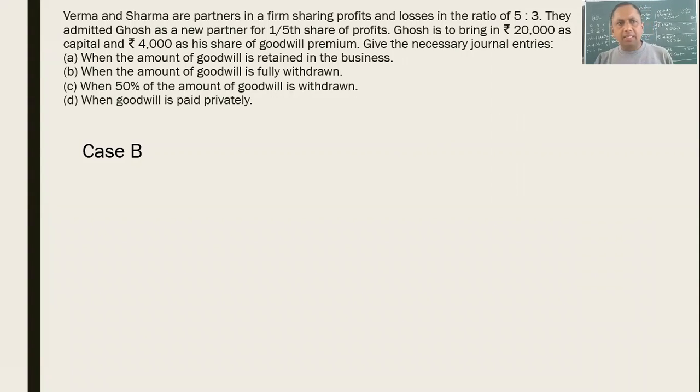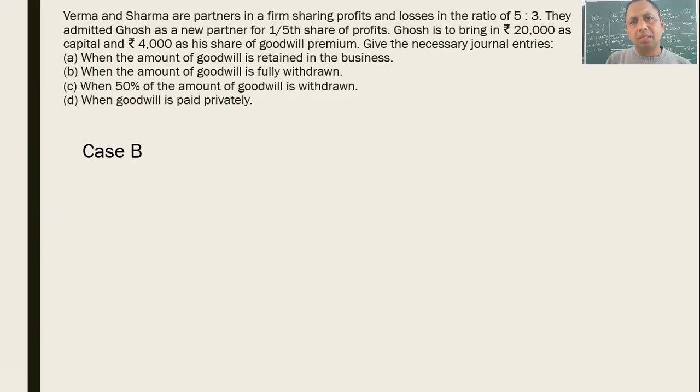So student, we are taking the next case with the same question when the amount of goodwill is fully withdrawn. This is the case when the new partner brought his share of goodwill in cash and that is withdrawn by old partners in cash. So Ghosh brings 20,000 as capital and 4,000 as his share of goodwill premium. So in the first case, the first entry passed is cash account debited to Ghosh capital to premium for goodwill. The same entry is in this case also.